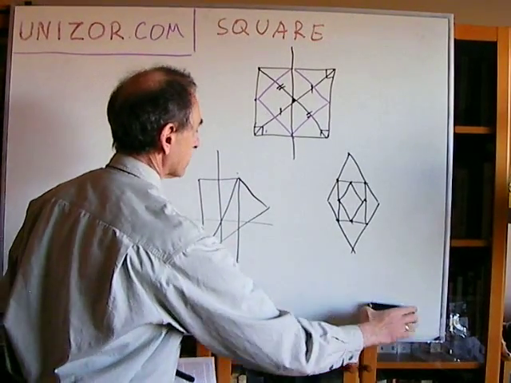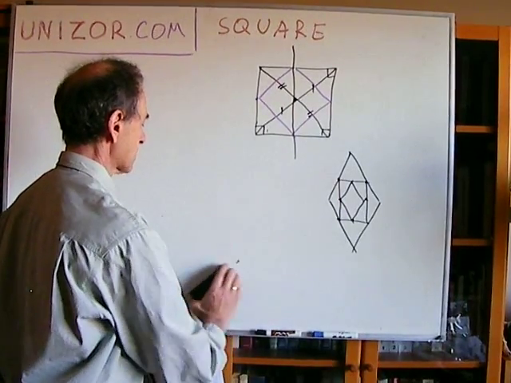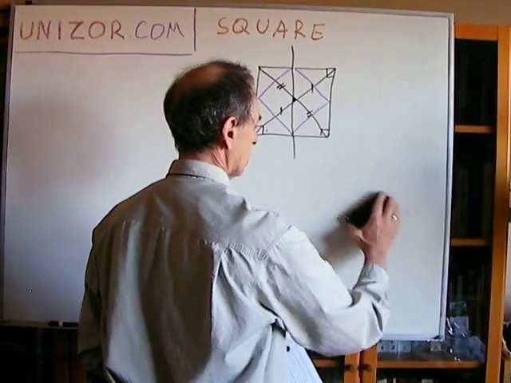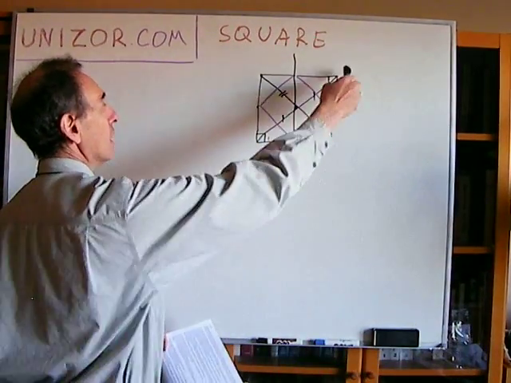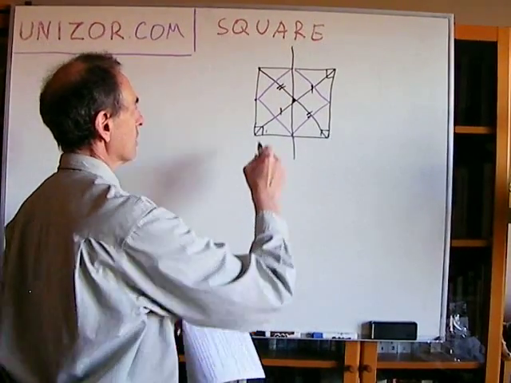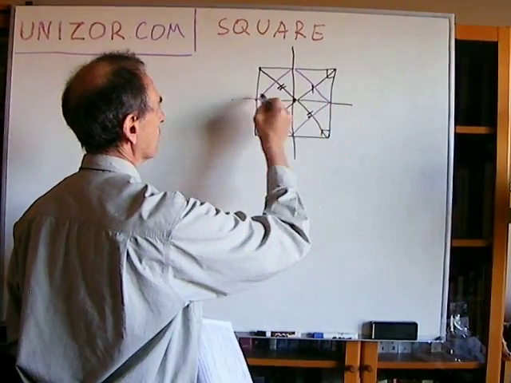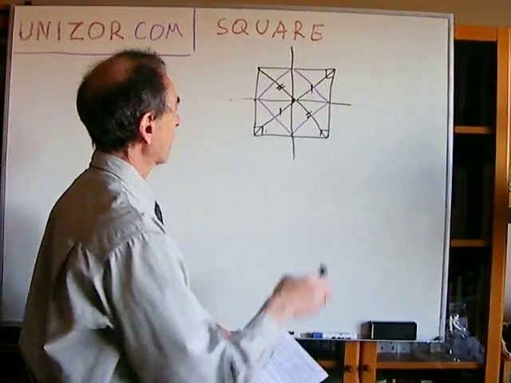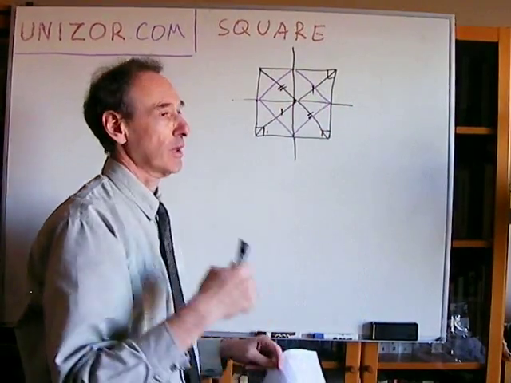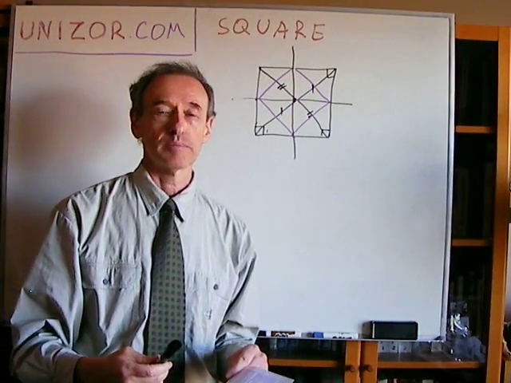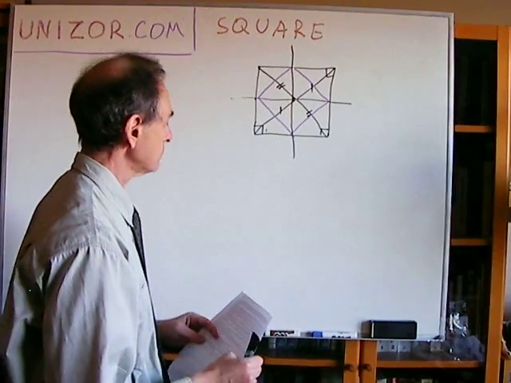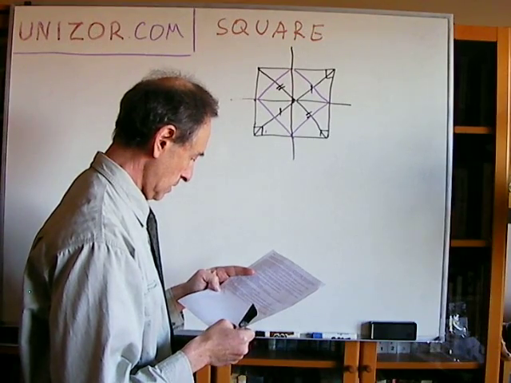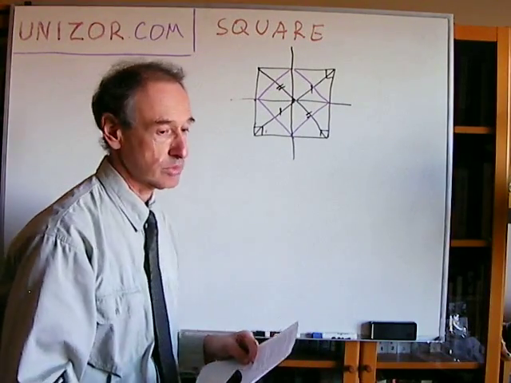But considering that our square is simultaneously a rhombus and a rectangle, what do we have? We have that both diagonals and both lines connecting midpoints of opposite sides are axes of symmetry. So we have 1, 2, 3, 4. We have 4 axes of symmetry for a square. Is that it? Yeah, that was the last one which I wanted to talk about.